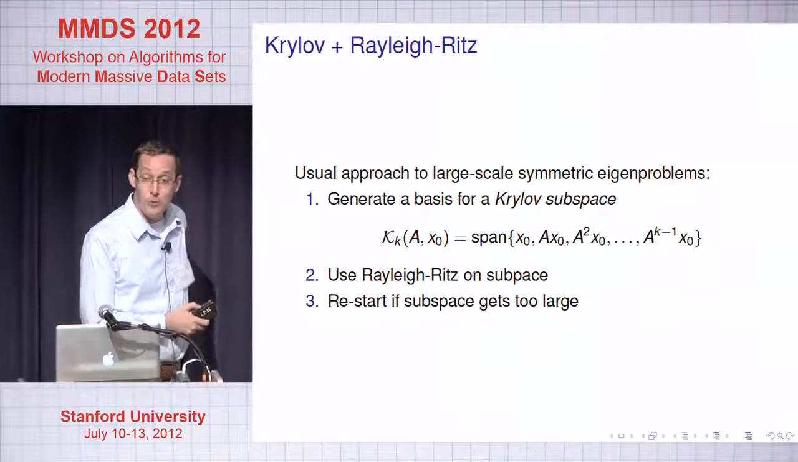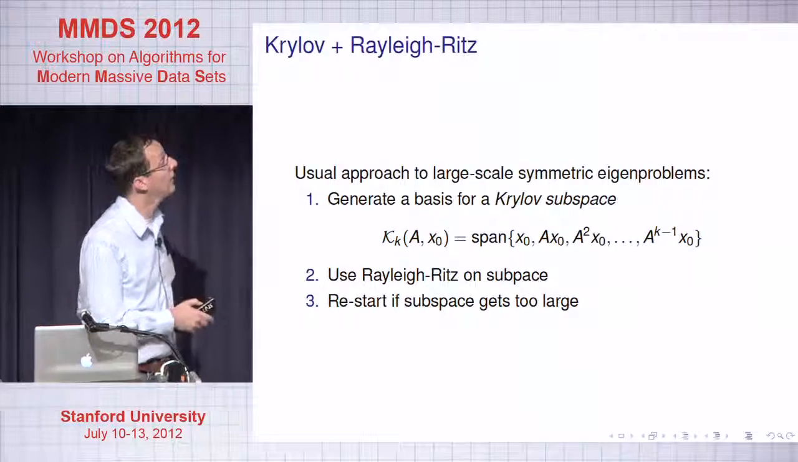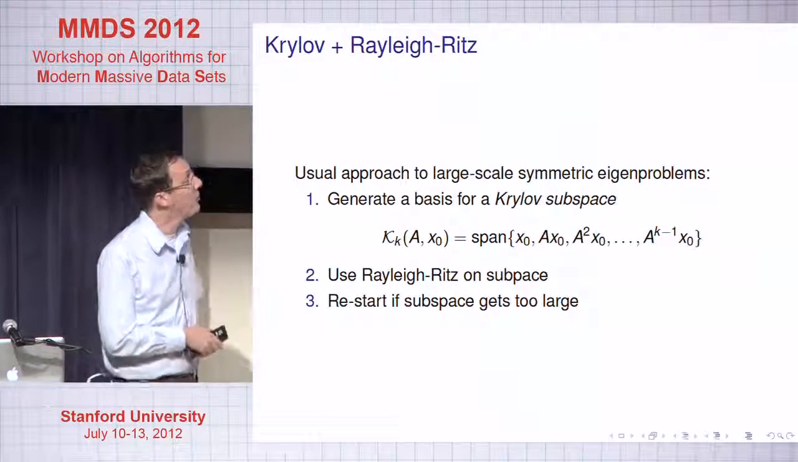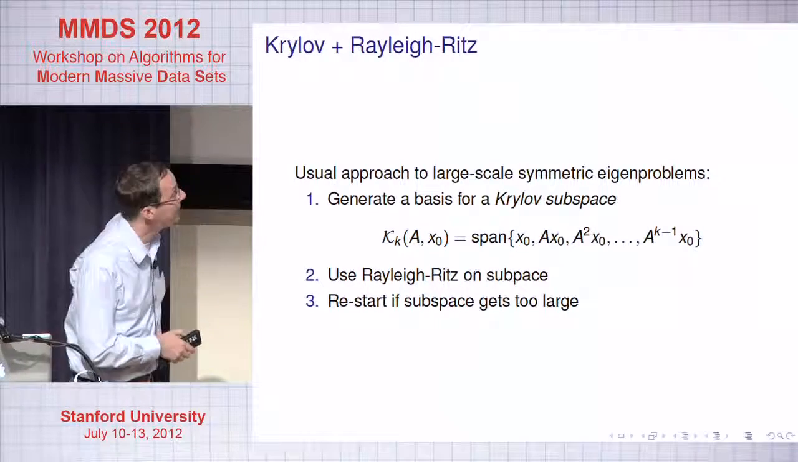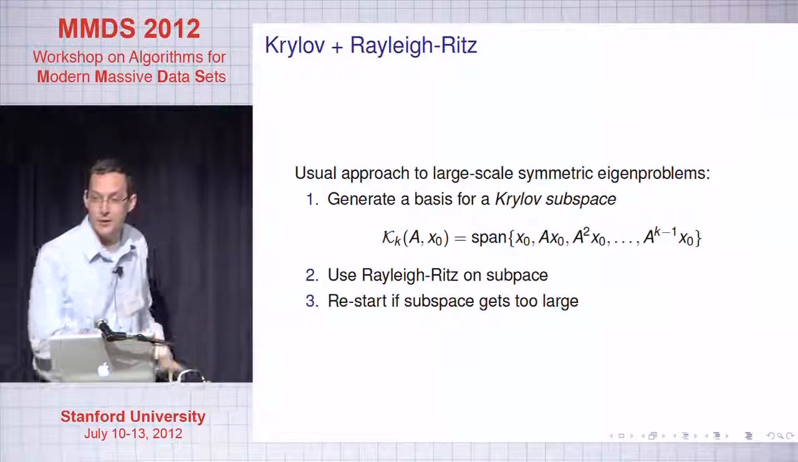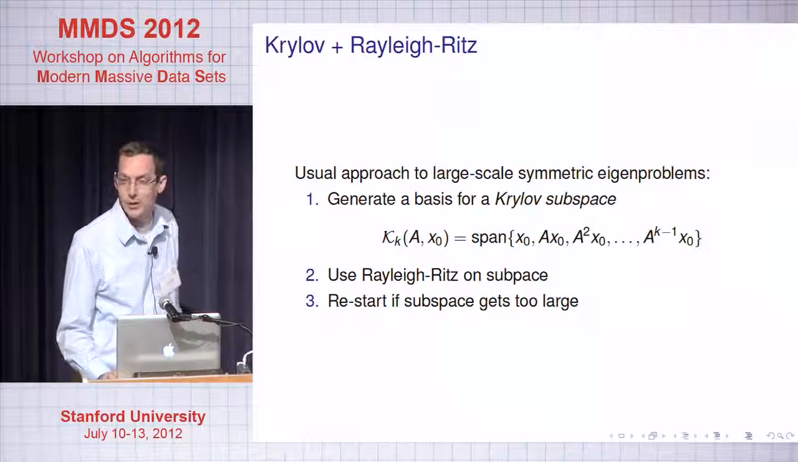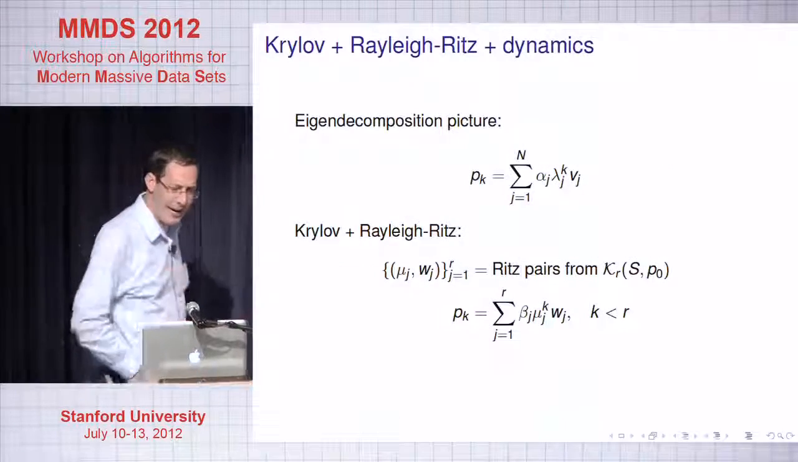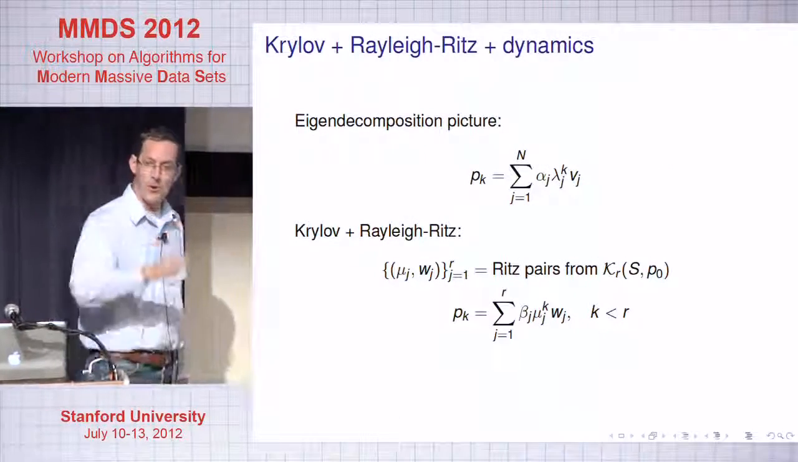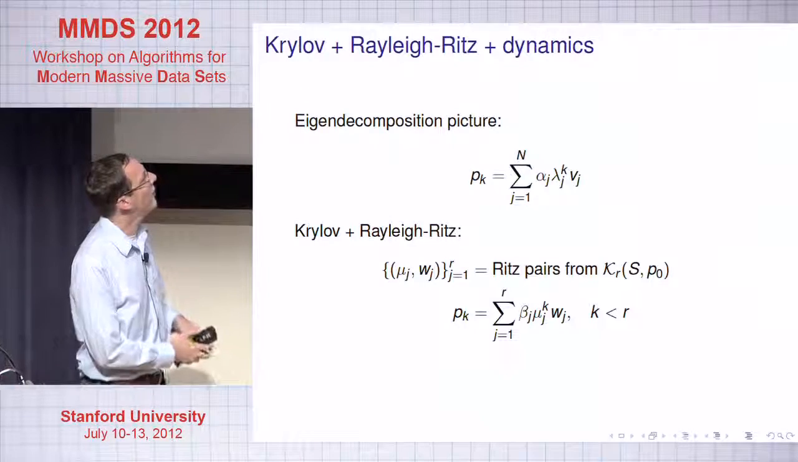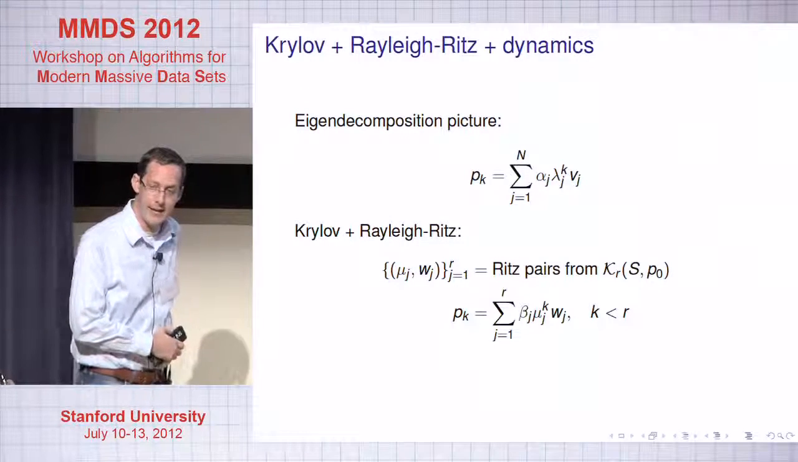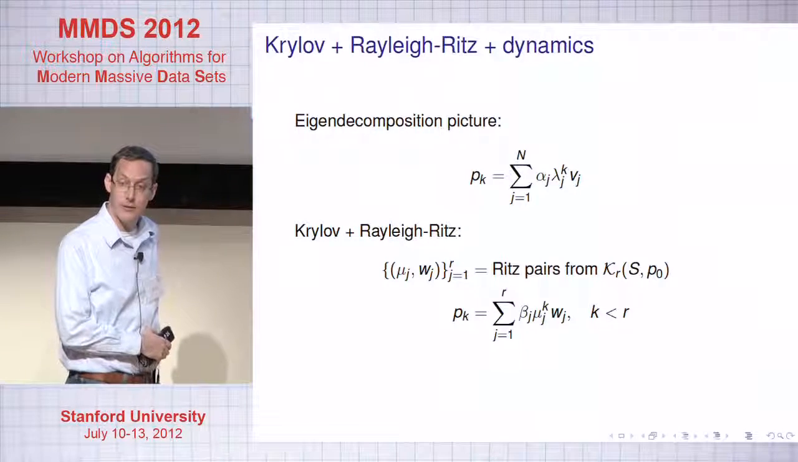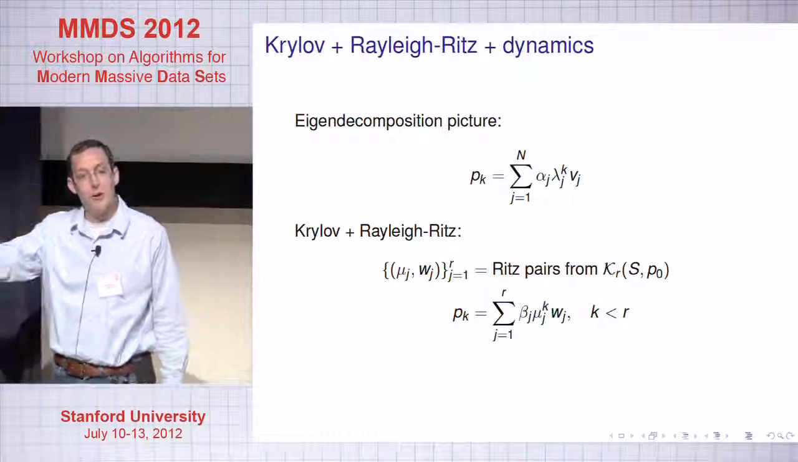So how do Lanczos methods work? In essence, what you do is you generate a basis for a Krylov subspace, and you use Rayleigh-Ritz on that subspace basis, and then you restart if the subspace gets too big. There's a little bit more to it than that, but that's the big picture. But now what happens if you don't go all the way to convergence? So what happens if I think about looking at these Ritz vectors and Ritz values? I've gone out a little distance.